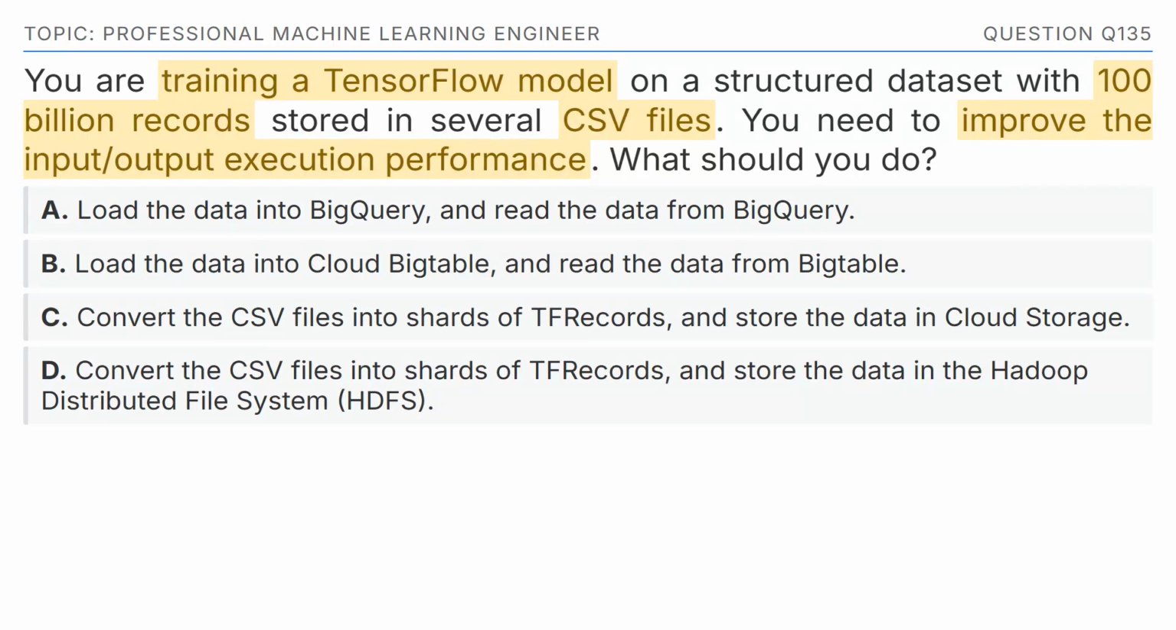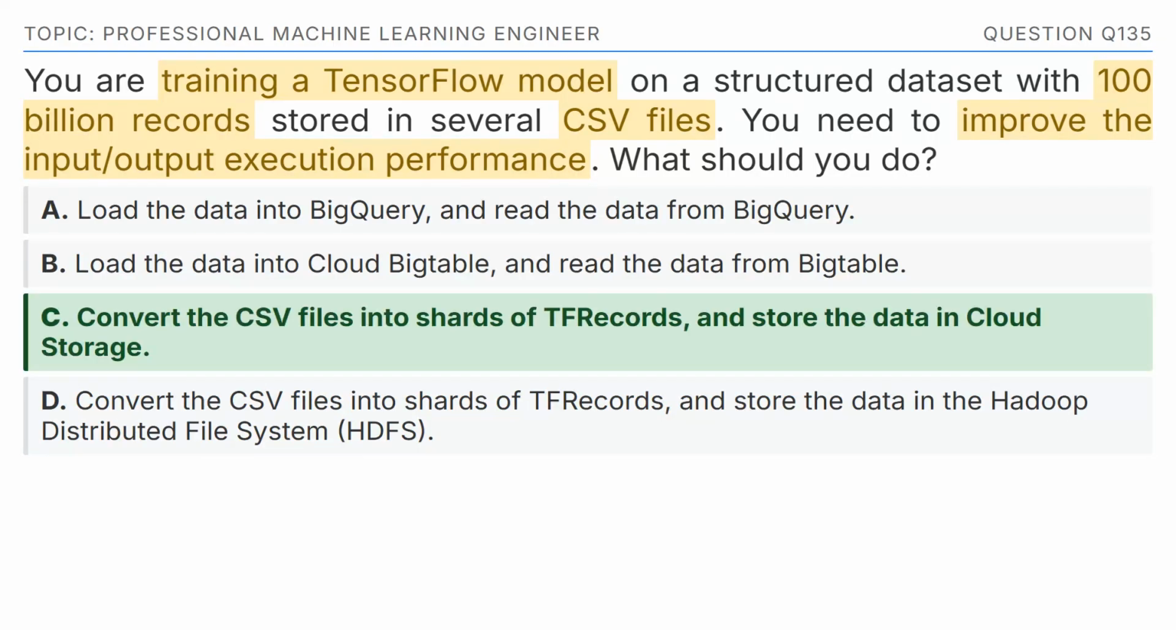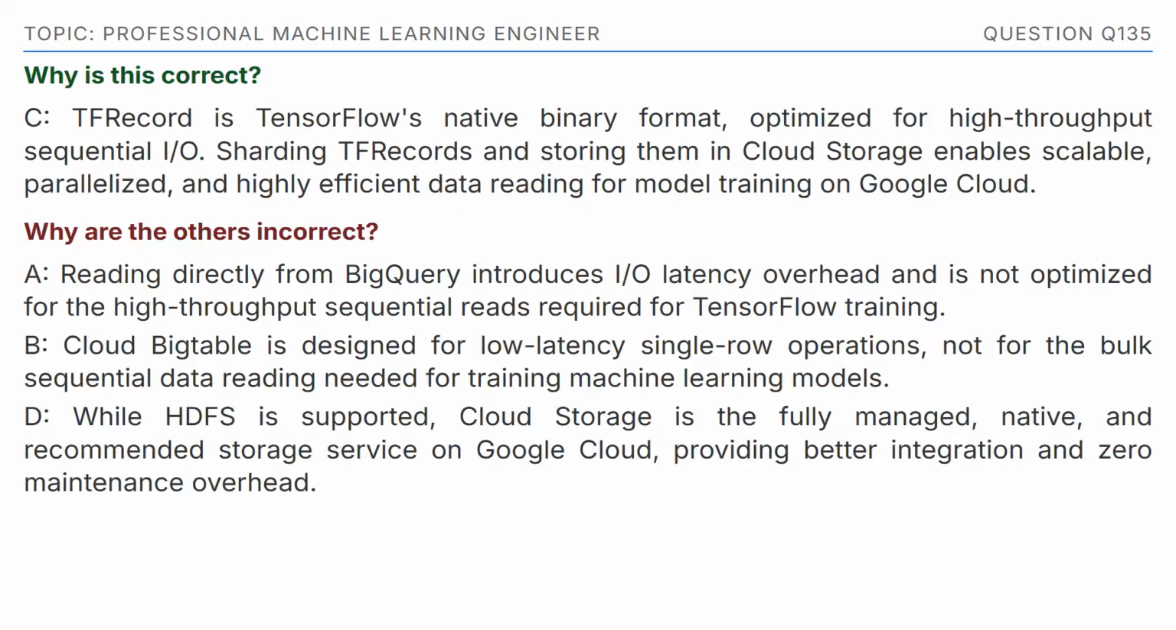To arrive at the correct answer, we focus on the keywords: training a TensorFlow model, 100 billion records, CSV files, improve the input-output execution performance. The correct answer is option C, convert the CSV files into shards of TF records and store the data in Cloud Storage. Why is this correct? C. TF record is TensorFlow's native binary format, optimized for high-throughput sequential I/O. Sharding TF records and storing them in Cloud Storage enables scalable, parallelized, and highly efficient data reading for model training on Google Cloud. Why are the others incorrect?